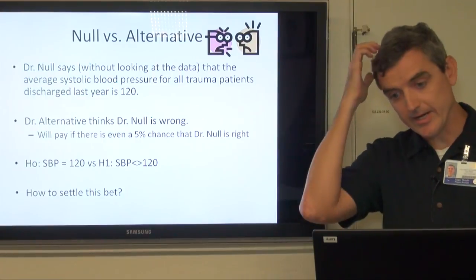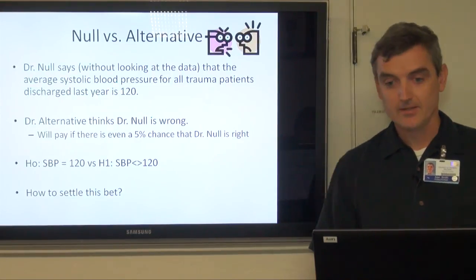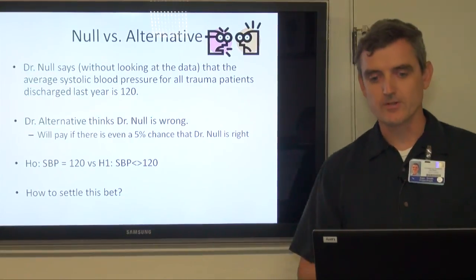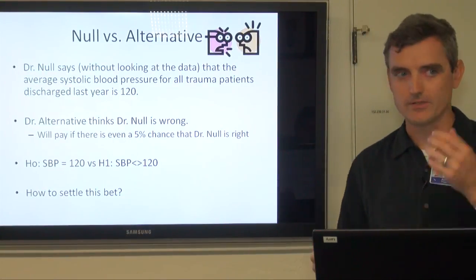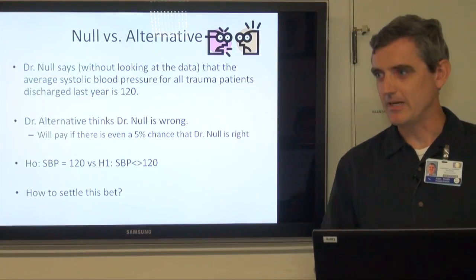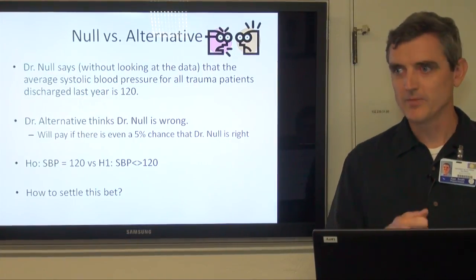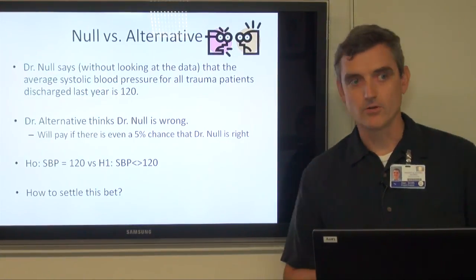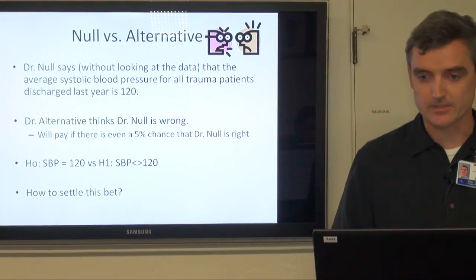he thinks. Anyway, so Dr. Null says that the average systolic blood pressure for all trauma patients discharged last year is 120 because that's the national average, or it's normal blood pressure. And so he thinks, I think it's 120. Dr. Alternative says, no, I bet you're wrong. And he's not going to say whether it's higher or lower. He's just going to say Dr. Null's wrong because he likes to be contradictory.